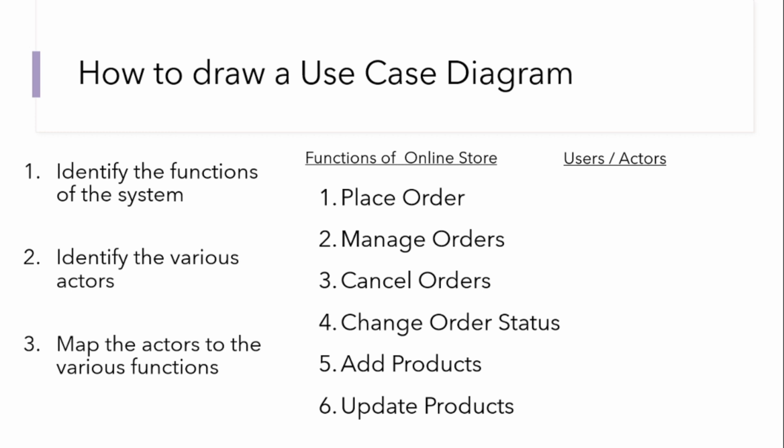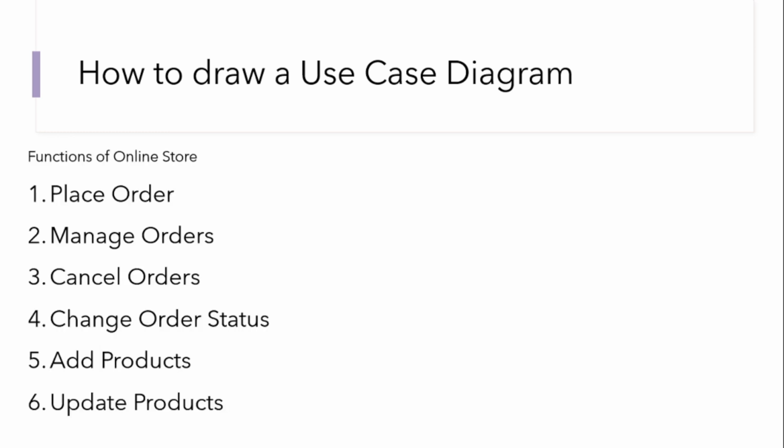So after we've done identifying the functions of the online store, let's now move on to identify the various actors. With the various actors, we can talk of the customer and then the administrator or the system administrator. Now that we've been able to identify our functions and our actors, let's move on to draw the use case diagram.